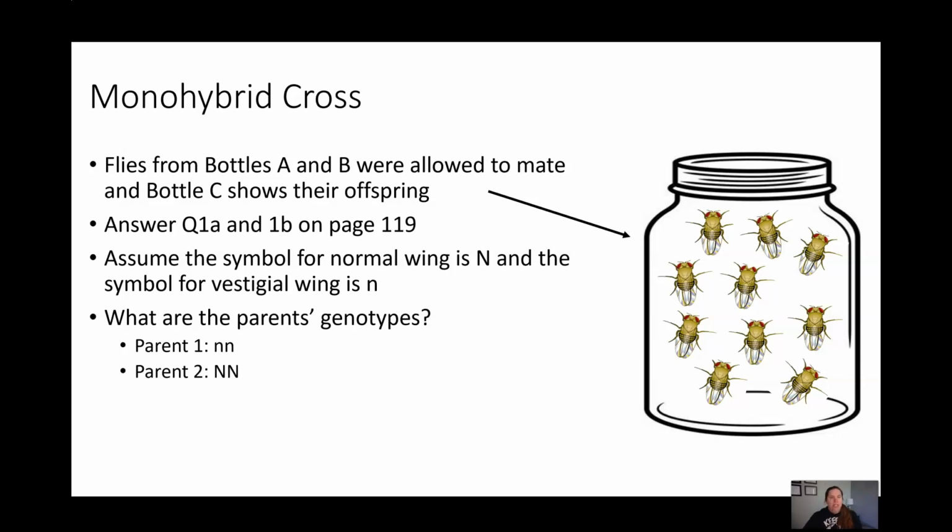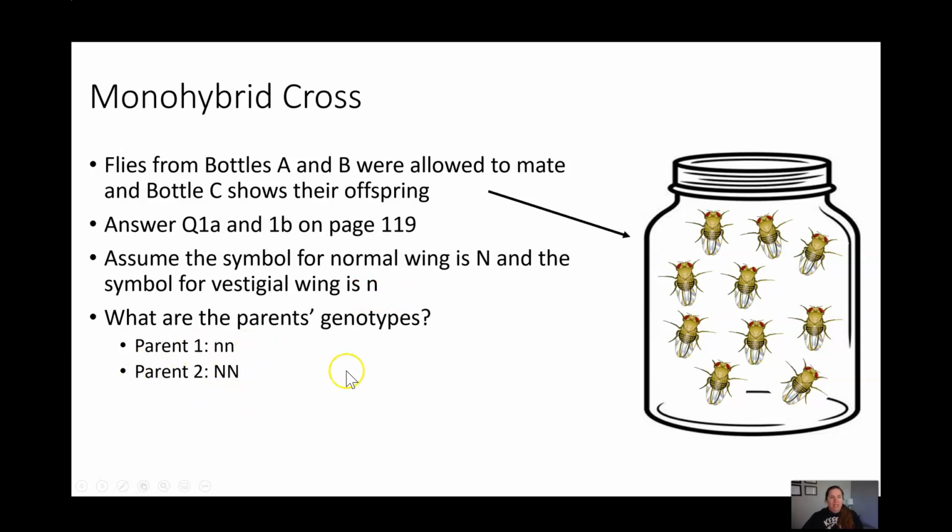And let's go ahead and continue on and let's assume, you can really choose any letter you want, but let's assume just so that we can all work together on this, that the symbol for normal wing is capital N. That should maybe give you a hint as to which one is dominant, capital N, and the symbol for the vestigial wing is lowercase n.